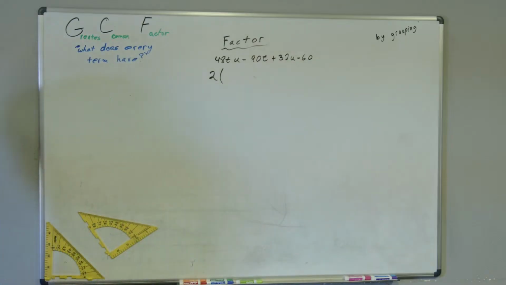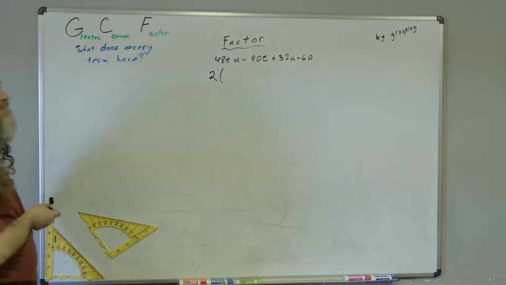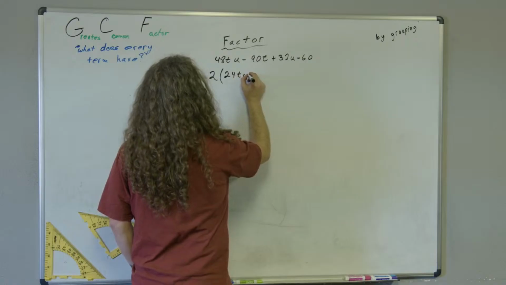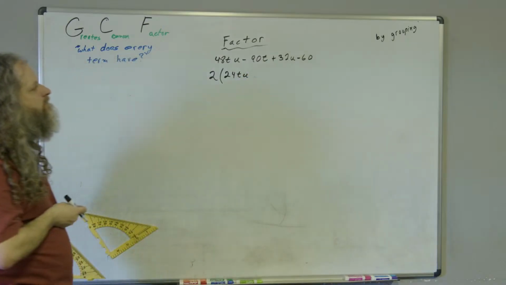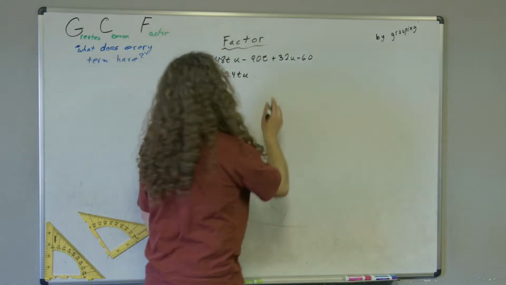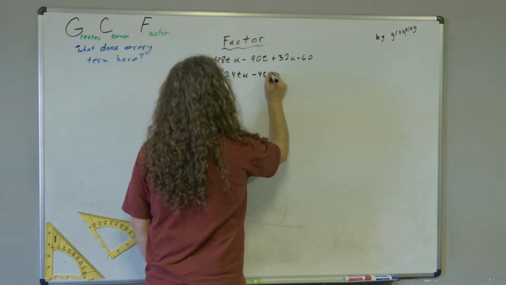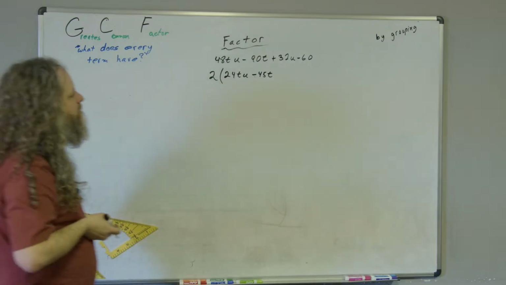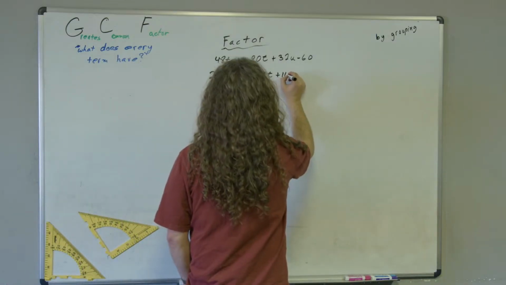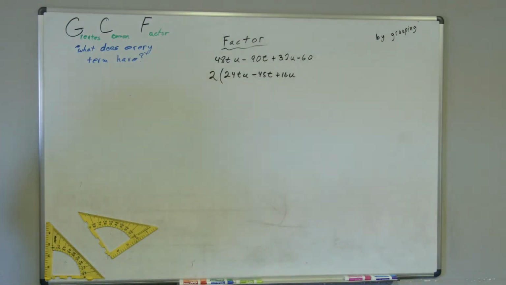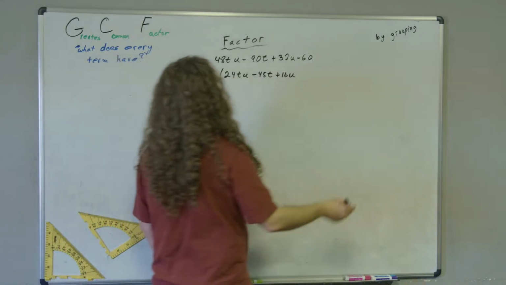Okay, so what's 48TU divided by 2? TU, right? What is negative 90T divided by 2? Good try. Negative 45T. What's 32U divided by 2? 16U. What's negative 60 divided by 2?